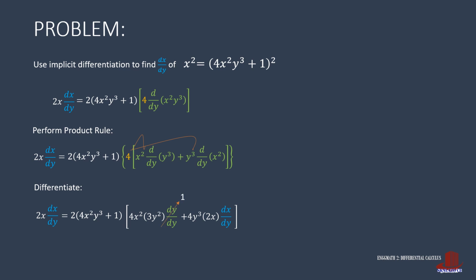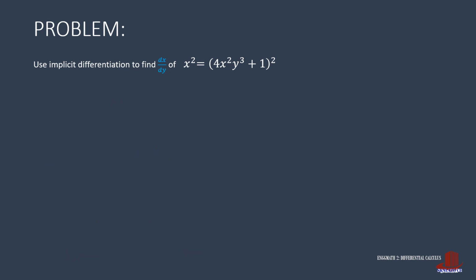Dy over dy is then cancelled out to have 2x times dx over dy as equal to twice of the binomial times another binomial with 12x squared y squared plus 8xy cubed times dx over dy. Since everything has already been simplified, all we need to do is simple algebra to come up with dx over dy explicitly. We first take out the groupings by performing the FOIL method.